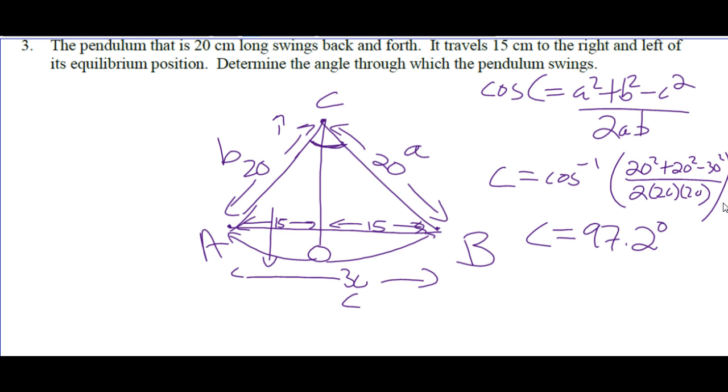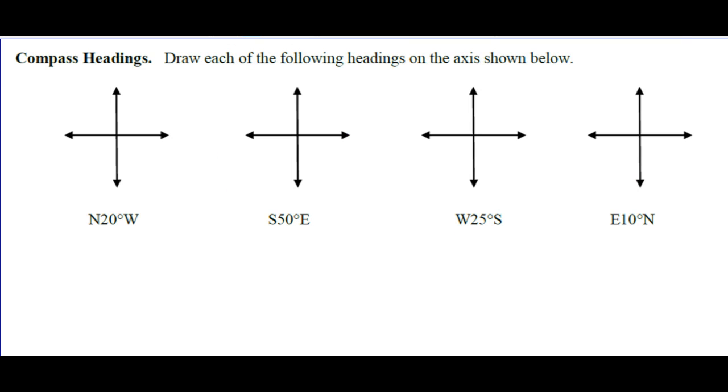Are we done? No. We've got to do compass headings now. It goes on and on and on. Okay. So, some of the questions involve a compass heading. So which way is up top? North. What's down at the bottom? What's over here? East. Never eat shredded wheat.